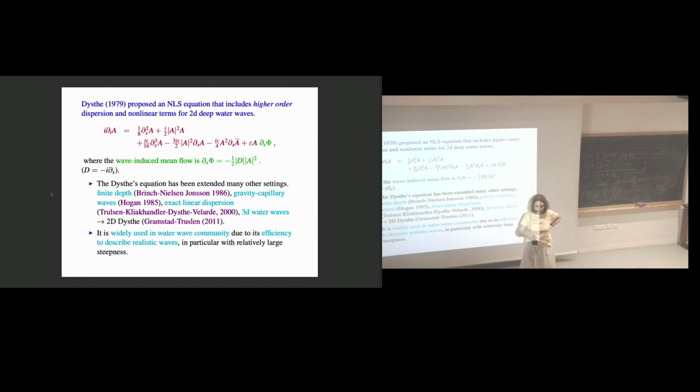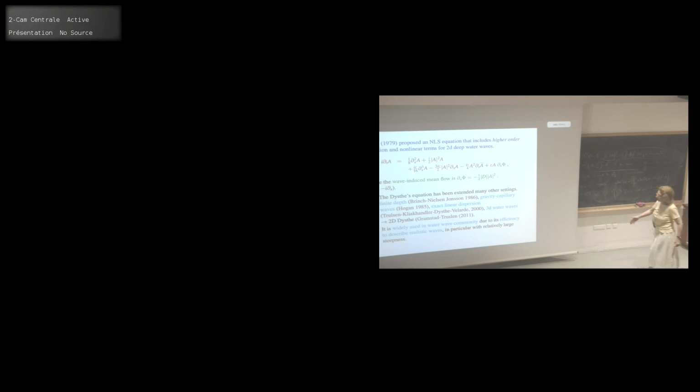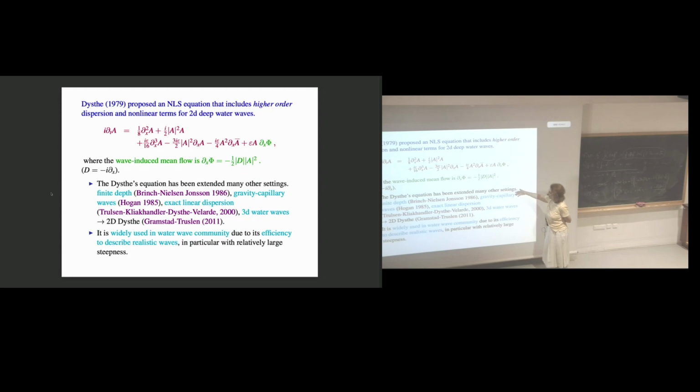And apparently, in some observations where people have tried to fit NLS or Dist on experiments, they observe that Dist can capture some features that the NLS does not. For example, sometimes the bending of the curve. It is quite classical. People have used it a lot, because it's more efficient to describe waves that are particularly large, so it has been extended to many cases: gravity-capillary, 3D, etc. And even in two dimensions, which means a 2D surface.